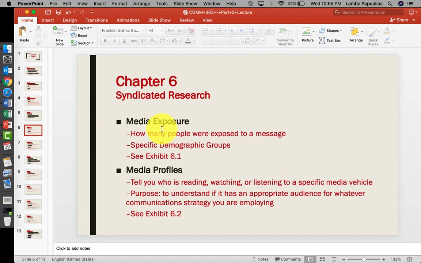So you have your media exposure, such as how many people were exposed to a message. There's specific demographic groups, and you can look at this on Exhibit 6.1. And there's an example I'd like to pick up, to discuss, so you guys have a good idea with media exposure, especially now since we're going into a digital age of advertising and marketing. So you have your traditional research and traditional advertising and now your new methods of advertising, such as digital marketing. The thing is, with traditional advertising and marketing, you might not get all the information that you might need. For example, in traditional advertising, you might want to run a commercial on the television.